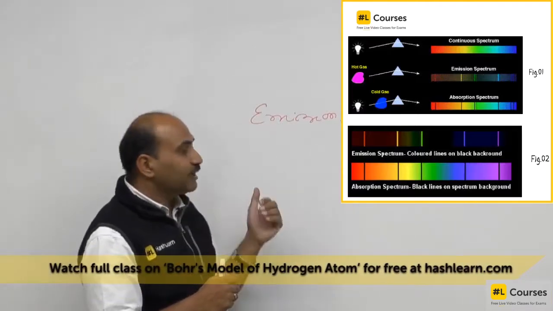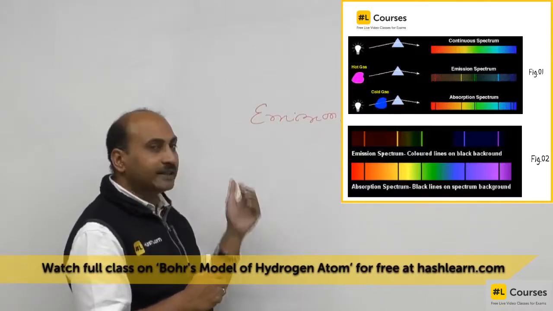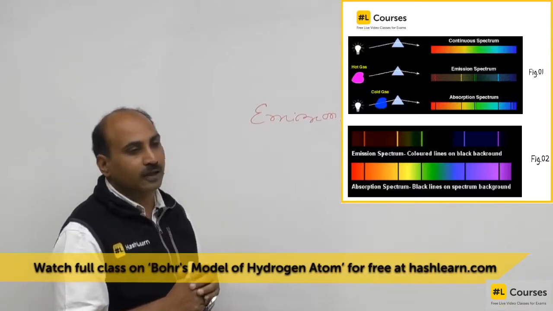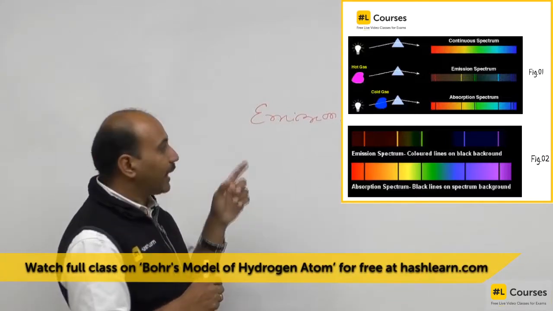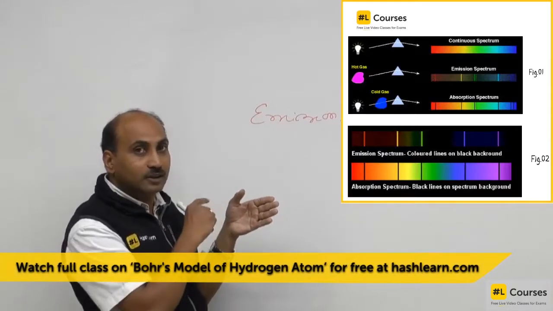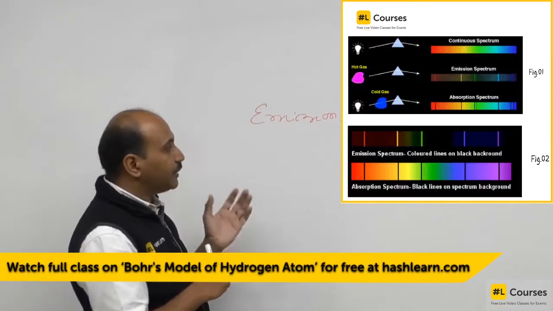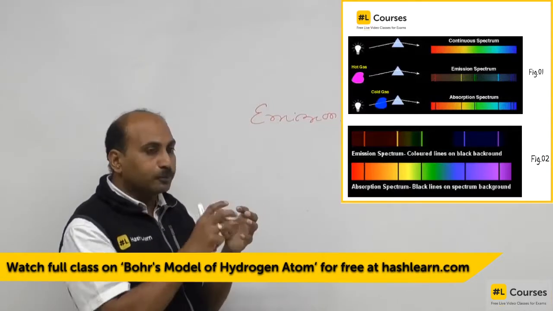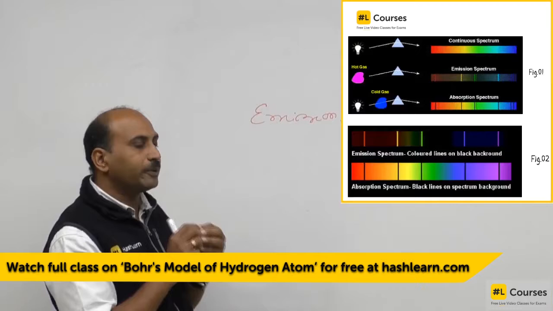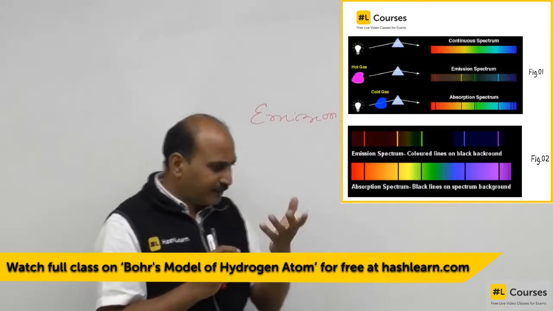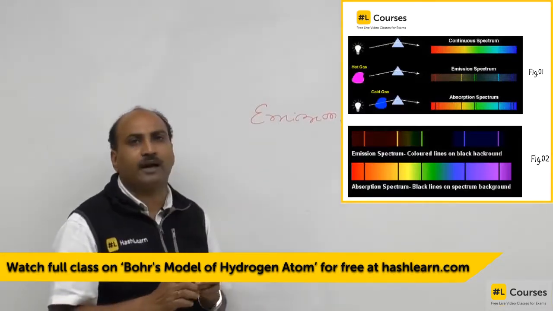Coming to the second one, the second type of spectra is the absorption spectra, where you can find the black background on the continuous spectra, where some amount of the emission energy is absorbed by the chemicals. Let me explain how this spectra actually occurs.